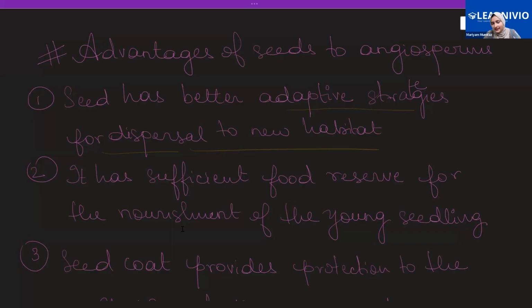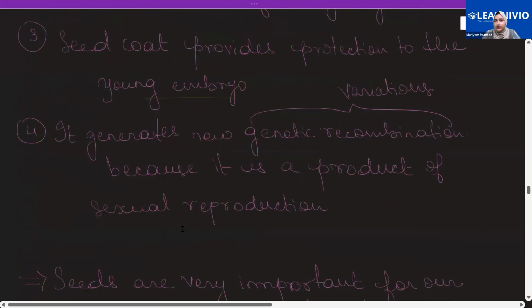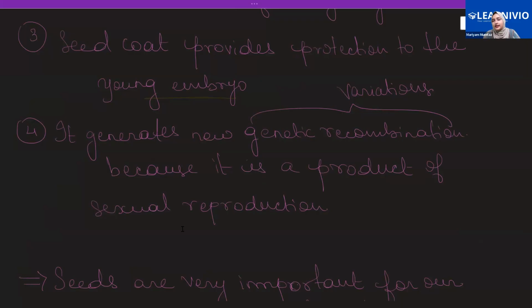Inside the seed, it has the reserve food material so as to develop the embryo or the young seedling. The seed coat is present, which provides proper protection to the young embryo. And last but not the least, it is the result of sexual reproduction, so it has a lot of variations that are going to lead to evolution.